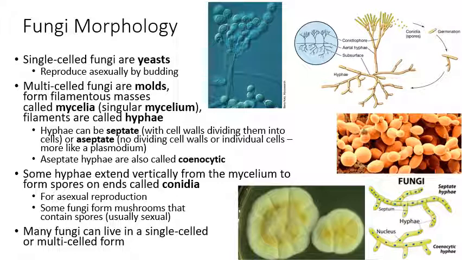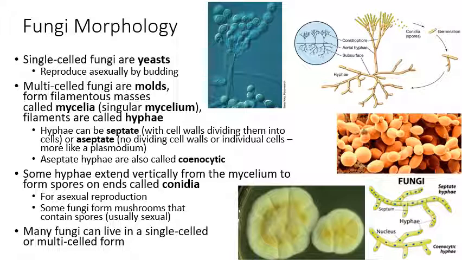Actually, I'm sorry, that's coenocytic. So you spell it coenocytic, but you say it "seno-cytic." So any fungus, if it's a mold, any mold fungus is going to have a mycelium, is going to have hyphae that are either septate or aseptate.